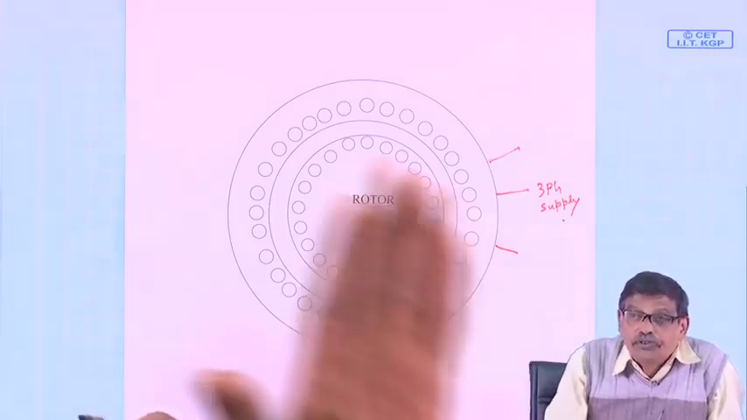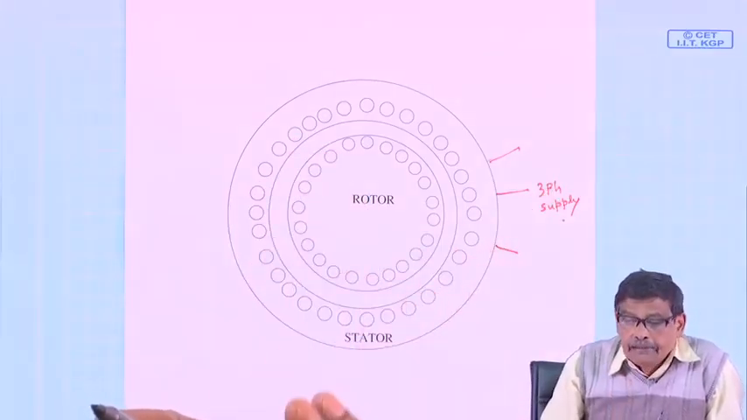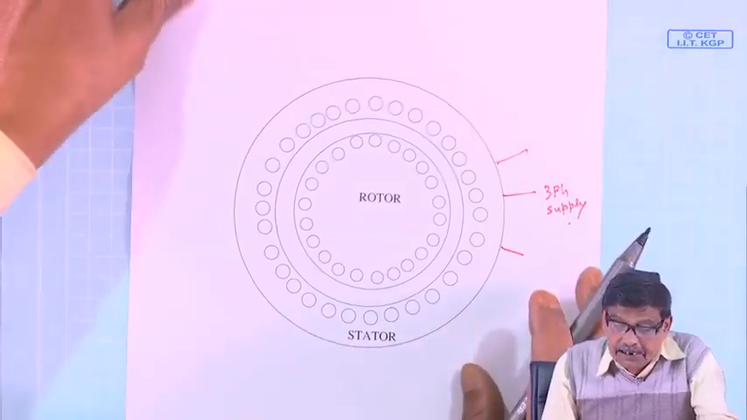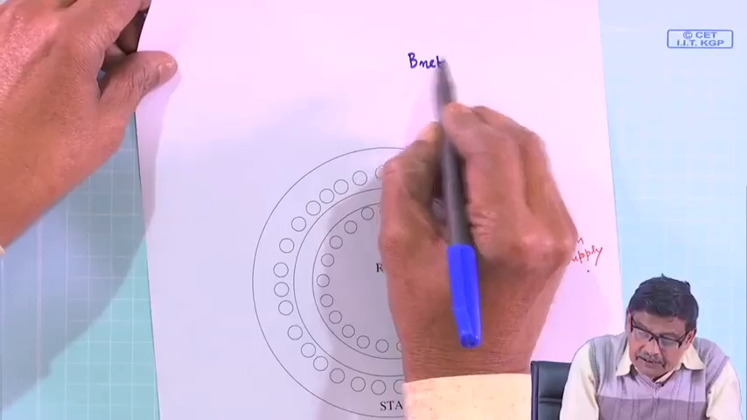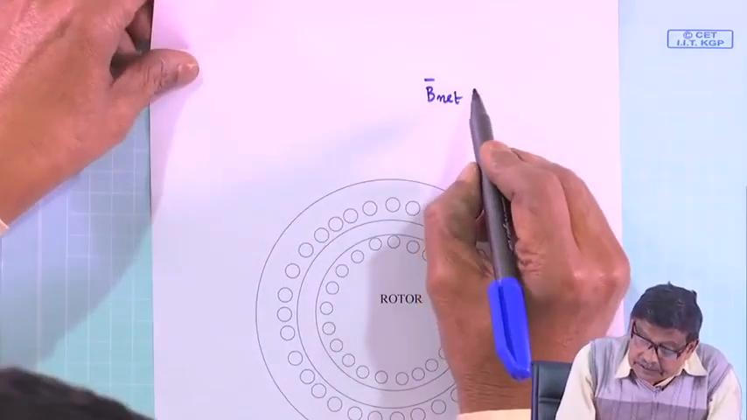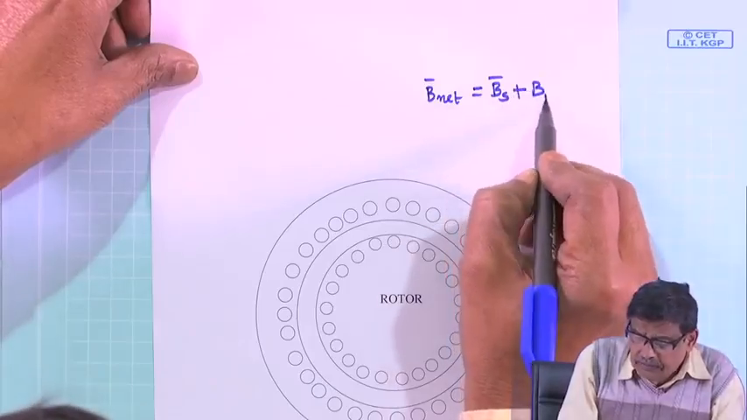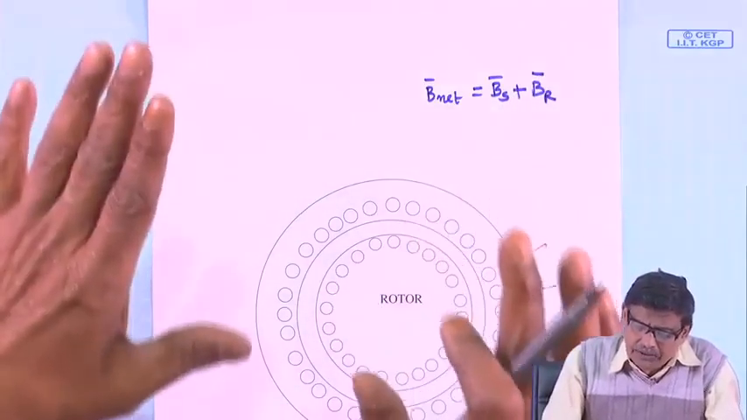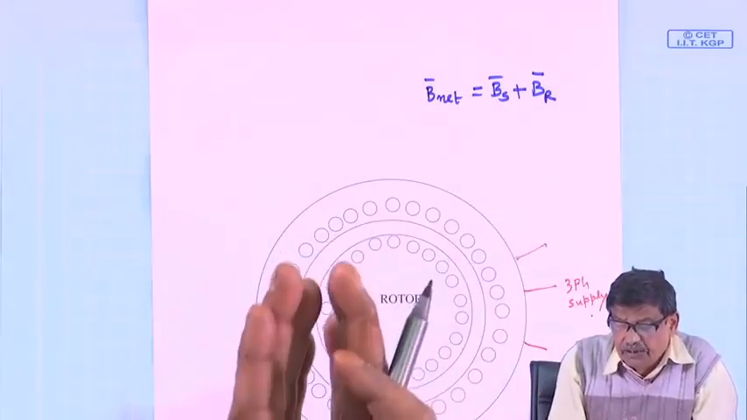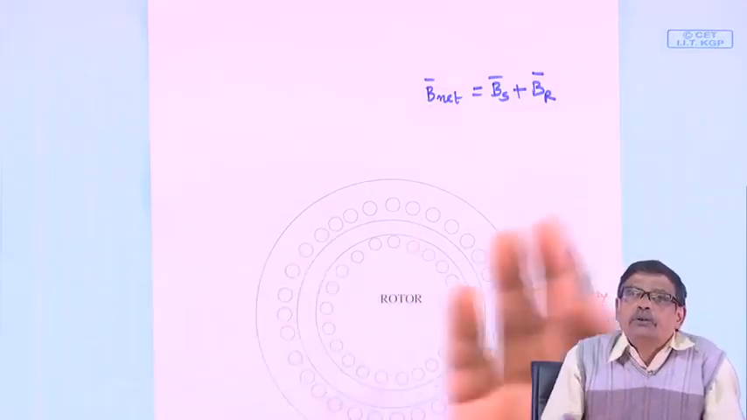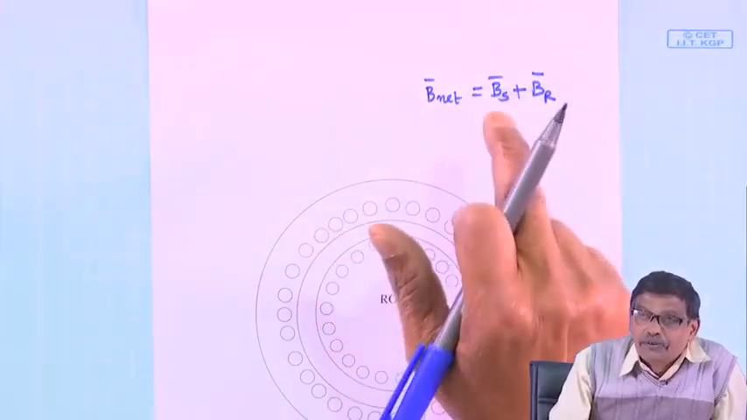and therefore, these two fields can be added vectorially, and the resultant field is B net, which is equal to whatever will be the stator field and rotor field. I am not bothered, but I know this much, Bs and Br, if they are added, there will be a net field, and that too will be moving with synchronous speed. So, we start our discussion from B net.